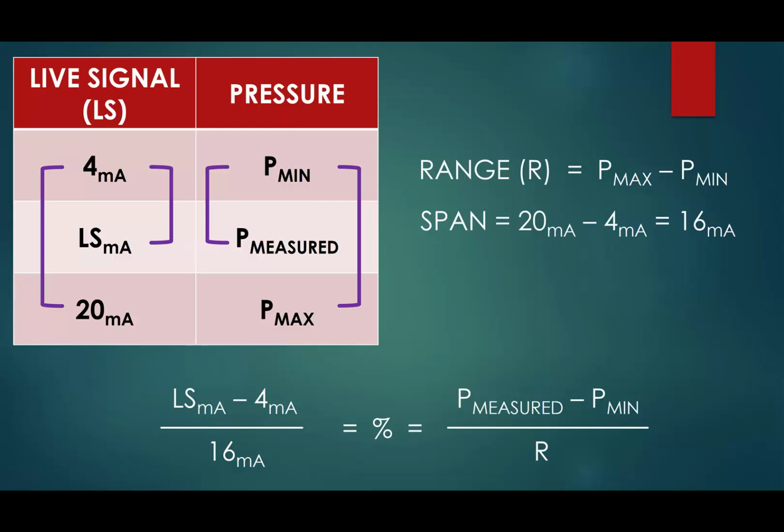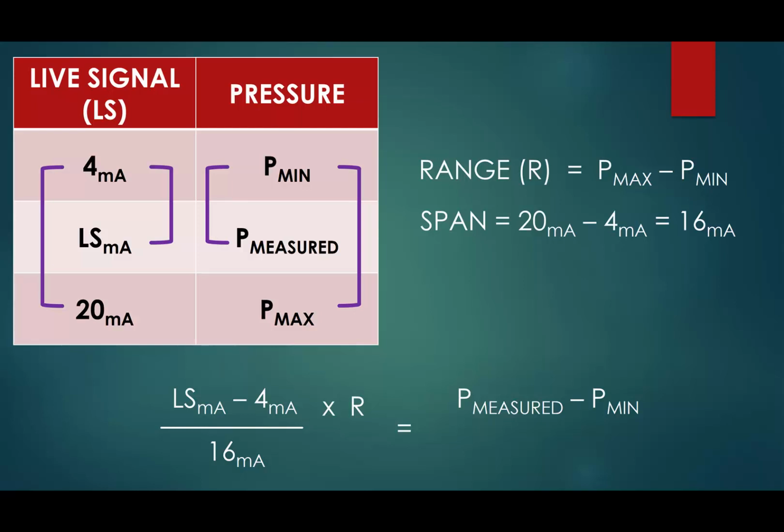So let's substitute our range variable in the equation. So now we have LS minus 4 divided by 16 is a percentage. Our P measured minus our minimum pressure divided by our range is equal to the same percentage. Well, since they both equal the same percentage, let's take that percentage symbol out of there. Now the left-hand side and the right-hand side are the same thing. In order to make this turn back into the formula that we started with, let's multiply both sides times range. And what's going to happen on the right-hand side is our ranges are going to cancel out. And when they cancel out and disappear, now we have LS minus 4 divided by 16 times range is equal to our pressure, which is the exact formula we started with.